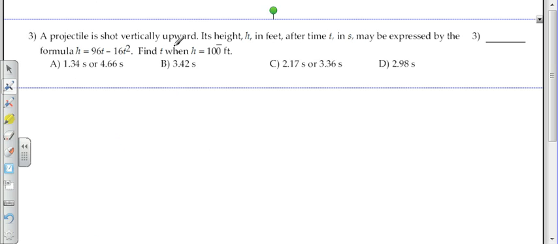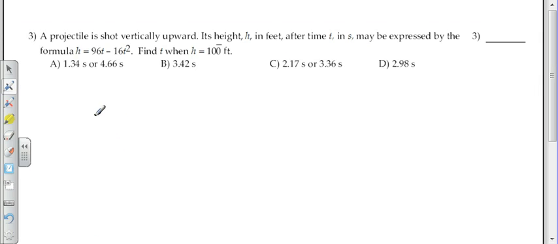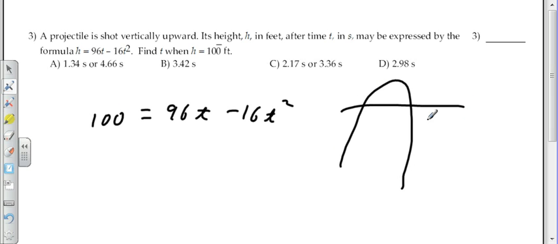A projectile is shot vertically upward. Its height, h, in feet, t is in seconds, is expressed by that. Find t when h is 100. Okay, so 100 is equal to 96t minus 16t squared. All right, so that looks good. And a projectile going up is going to cross two places because it's going to go there on the way up and on the way down. I'd expect two answers to the question, unless it turns out the highest place it can be is there, then there'd only be one answer to the question. In any event, I would probably not worry about things like quadratic formula or anything.